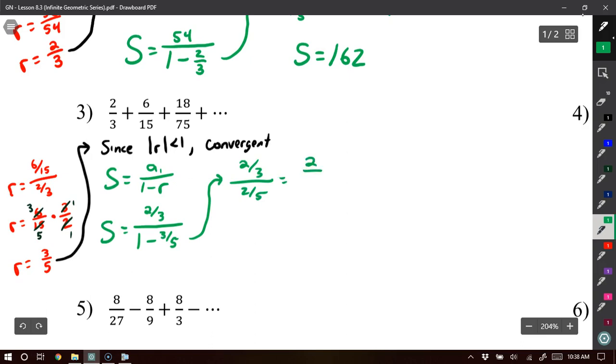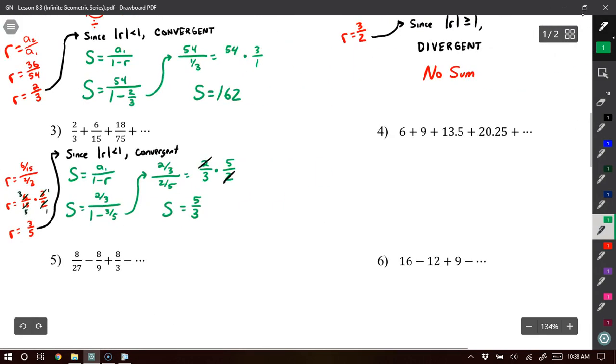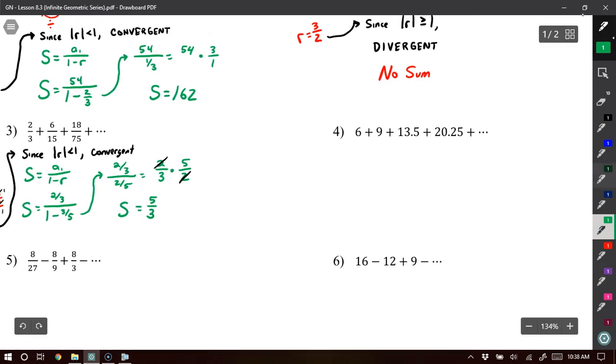So I'm dividing by fractions, so 2/3, I flip and multiply, so over 5 halves. And if I multiply these, let's see, the 2's can cancel, and I'm going to have a sum of 5/3. There we are. Find the common ratio, divergent versus convergent. Convergent, go to town, find the sum. Divergent, no sum.